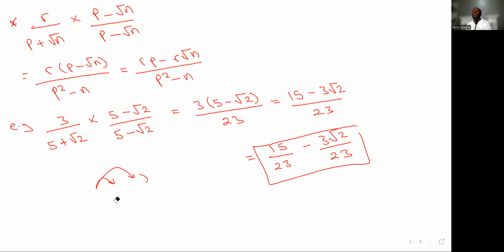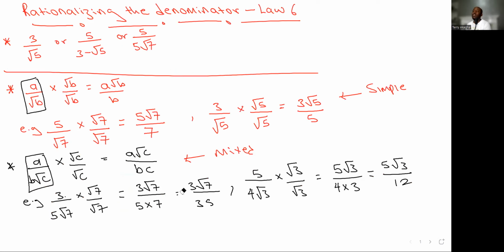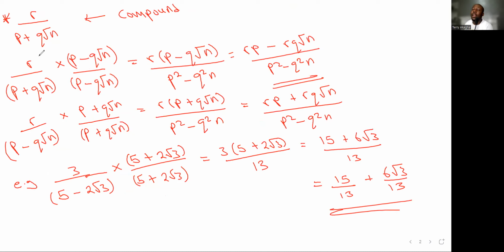So that will bring us to the end of the video on rationalizing. Basically, what we said in this video is, when you have a simple surd, you just multiply the top and the bottom by the surd. Same thing if you have a mixed surd at the bottom: you just multiply the top and the bottom by the surd only. But if you have a compound surd, you multiply by the conjugate.